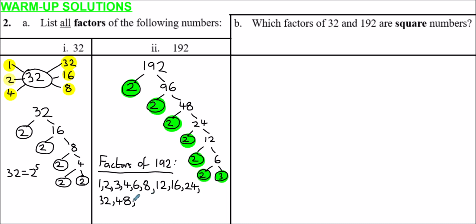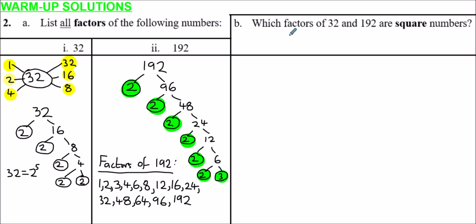A bit tedious, I know, but it's good practice, just trust me. 2 times 2 times 2 times 2 times 2 times 2, 2 to the power 6, that gives us 64. Or we could do 2 times 2 times 2 times 2 times 2, 32 times by 3, which is 96. And finally, we could do all of these and multiply them together, which will always give us the original number itself. So 192 has a bloody load of factors.